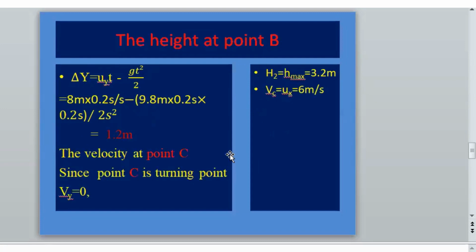The height at point B. The displacement at point B, which is change of y, is equal to v naught y t minus half g t squared. Substituting the numbers gives 1.2 meters. The velocity at point C: since point C is the turning point, the vertical velocity at point C is 0, and the h max we already calculated is 3.2 meters. And the horizontal component of velocity is constant at point C, also 6 meters per second.